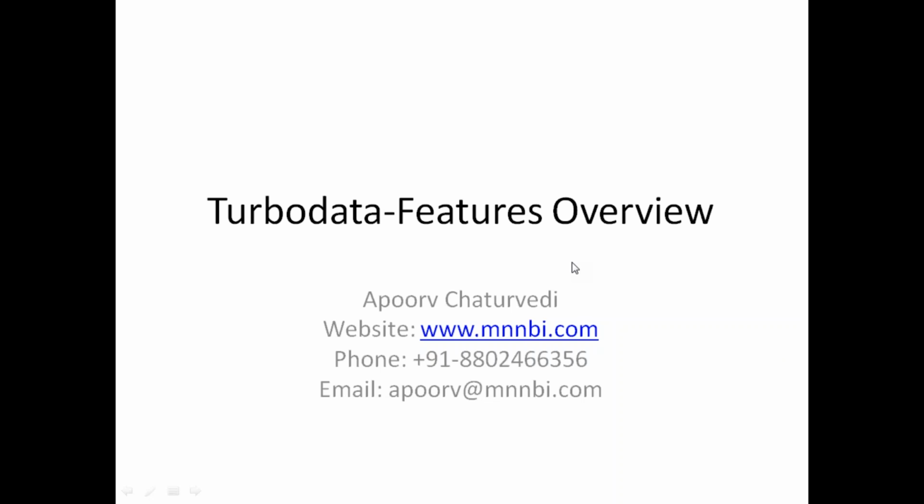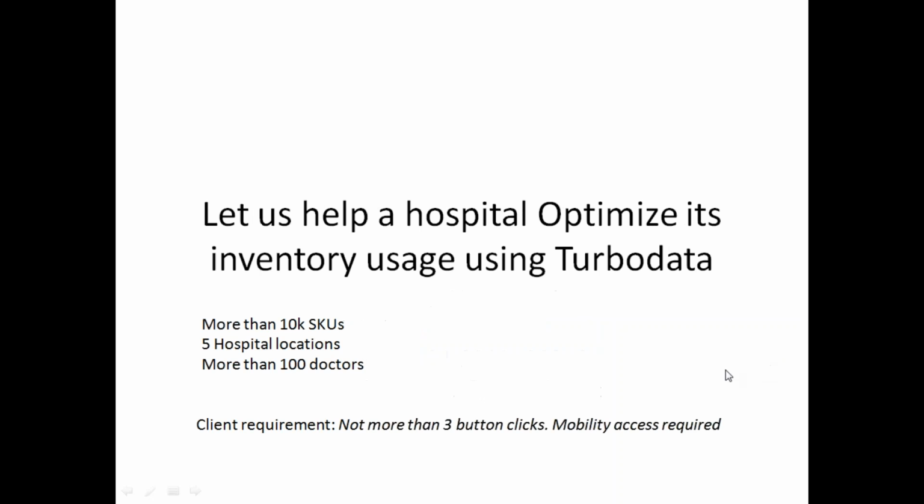So we'll go on to the next slide, and basically we'll look at a problem of optimizing the inventory usage using Turbodata for a particular hospital. There are more than 10k SKUs, there are 5 hospital locations, there are more than 100 doctors, and the client requirement is that there should be no more than 3 button clicks for arriving at a final call, and mobility access is required.